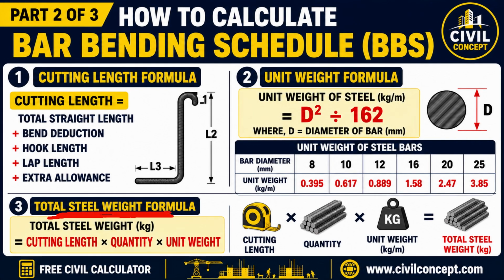Finally, we calculate the total steel weight. The formula is total steel weight equals cutting length times quantity times unit weight.